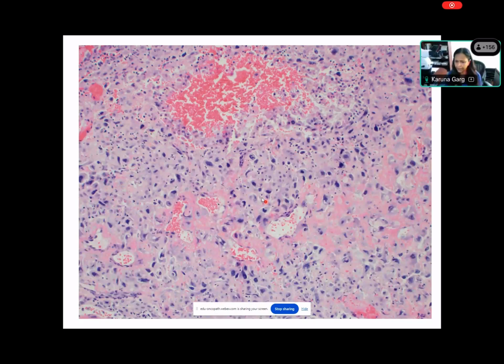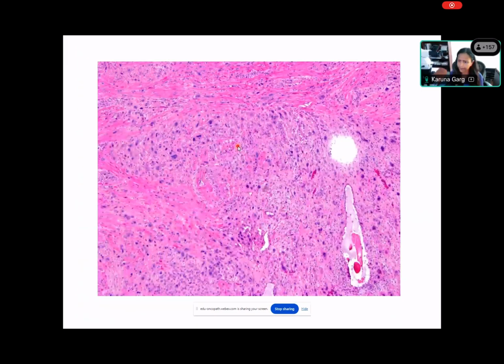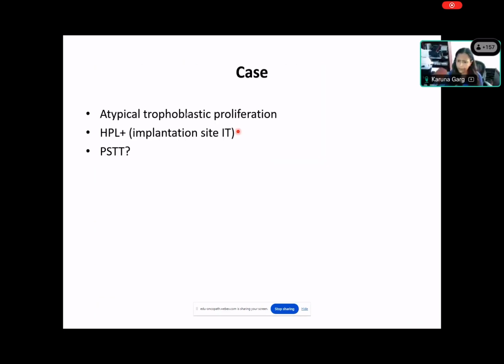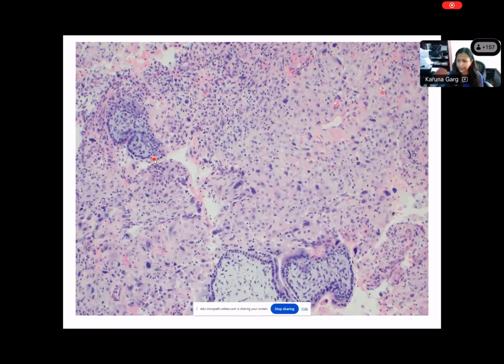There's fibrin in the vessel wall. You could start thinking, could this be a trophoblastic neoplasm? You could even see them going through the myometrium like this, not destroying, but percolating through the myometrial fibers, which could start making you think that you're dealing with a trophoblastic tumor. You do an HPL, it's positive, telling you that this is implantation site trophoblasts. So are you dealing with a PSTT? That becomes your question.